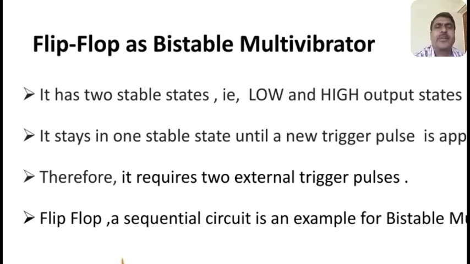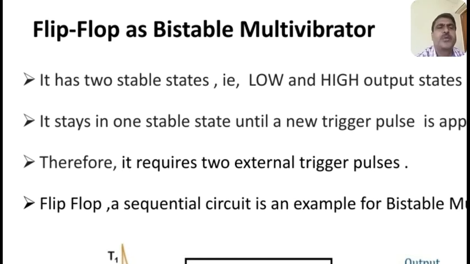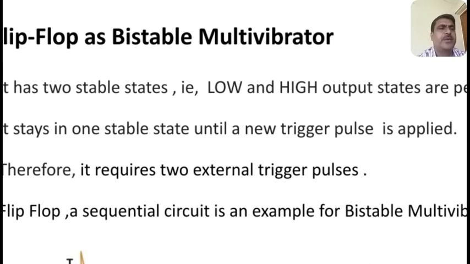So let's see the second point. It says it stays in one stable state until a new trigger pulse is applied. So for changing any state, you have to give the trigger pulse. It has two stable states, high and low. To change from high to low, you have to give a trigger pulse, and similarly, to change from low to high, you have to give another trigger pulse. Therefore, it requires two external trigger pulses. So a flip-flop, a sequential circuit, is an example of a bistable multivibrator.